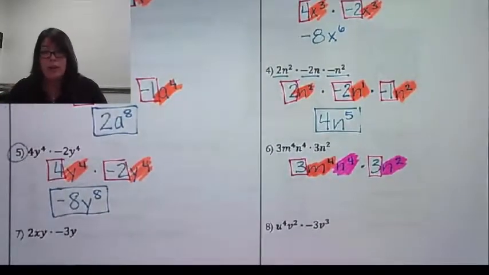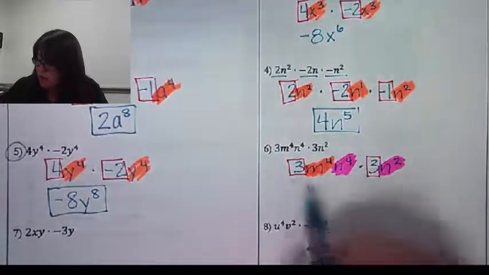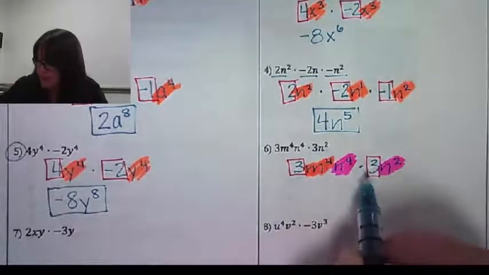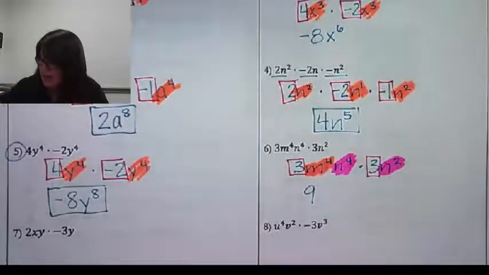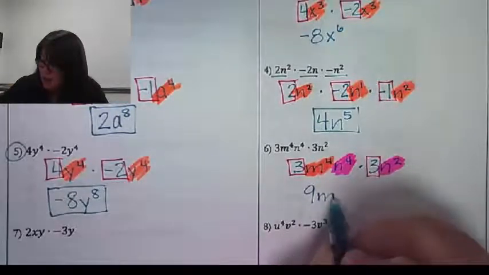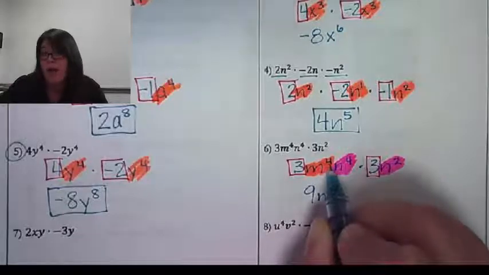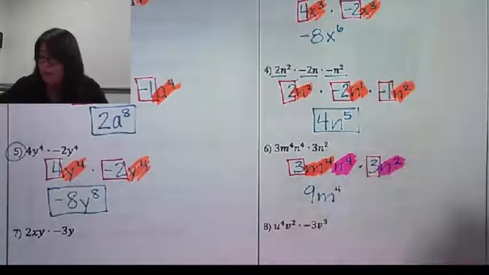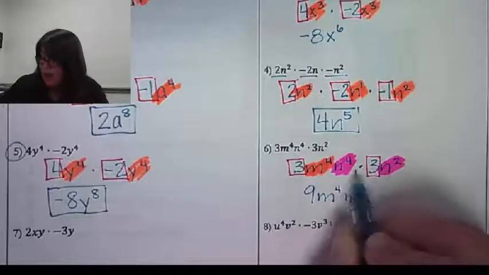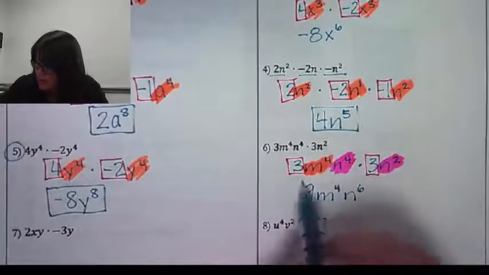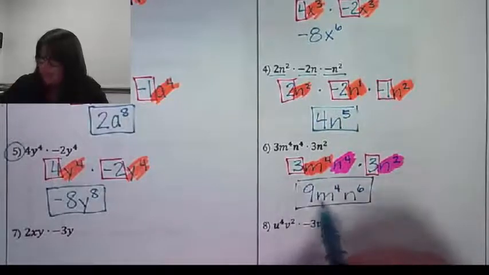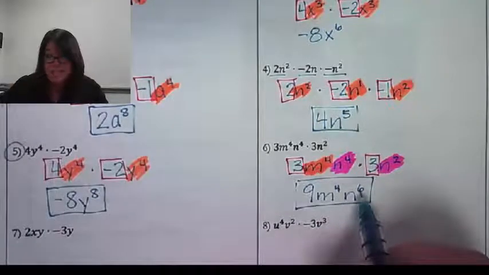Now I can just follow through with steps 3 and 4. Multiply my coefficients. 3 times 3 is 9. And now I'm going to add my exponents, keeping the bases the same. So for base M, the only exponent I have is 4. I don't have anything to add, so it can stay 4. For base N, I have 4 and 2. When I add those together, I get 6. So my final answer here is 9, M to the 4th, N to the 6th.